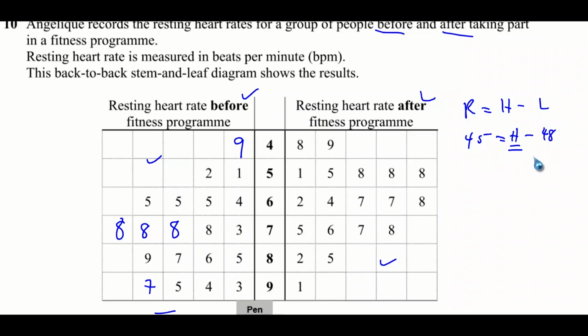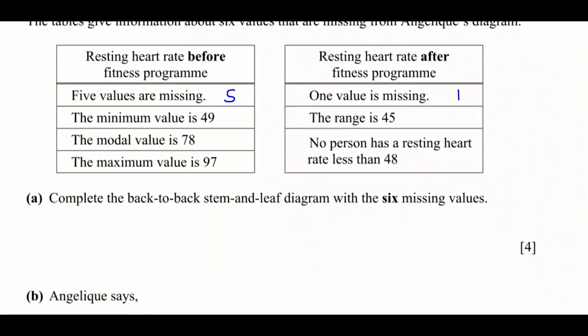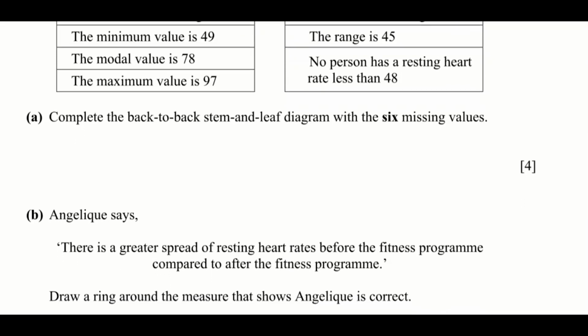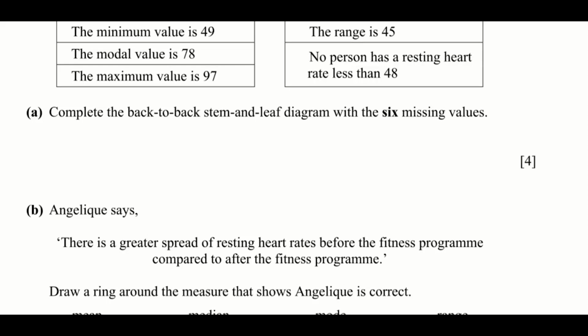Let's add 48 to both sides. This will eliminate this, and this and this will add up to 93. So that will be the highest number. The highest number here is 93. So this is how to complete this diagram. We have completed the back-to-back stem and leaf diagram with 6 missing values.